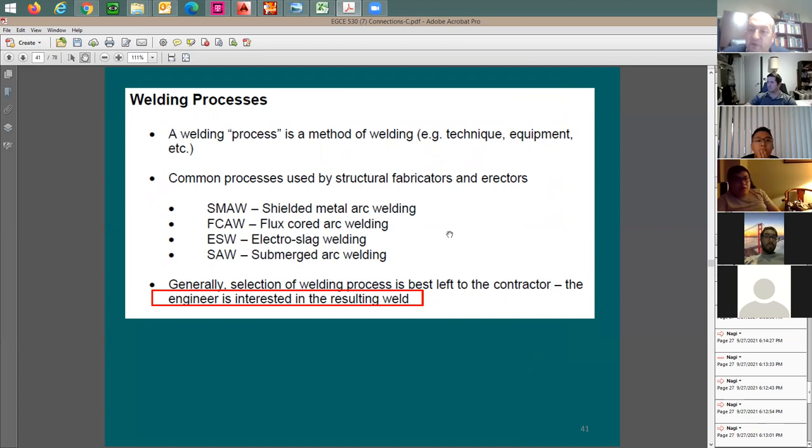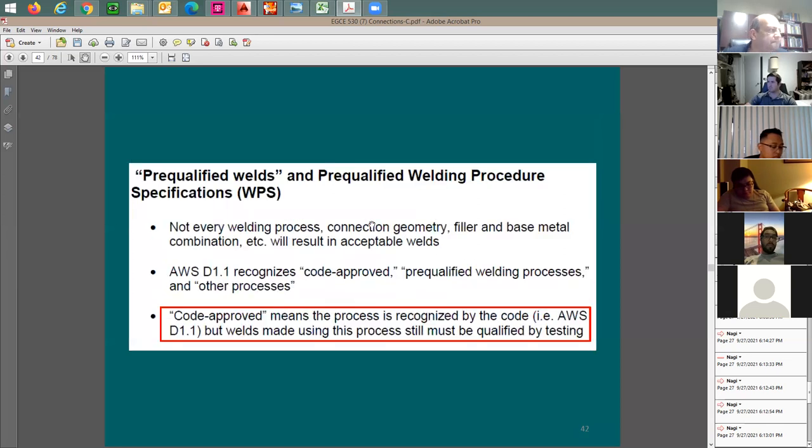If you don't have a pre-qualified connection, you cannot just use it according to the code. Code says you need to qualify it. If you are trying to invent a new connection, never been used before, you need to do it and test it, and then it's going to be a qualified connection based on testing. In our case here, we're going to be using only qualified or pre-qualified connections. This is what they call code approved.